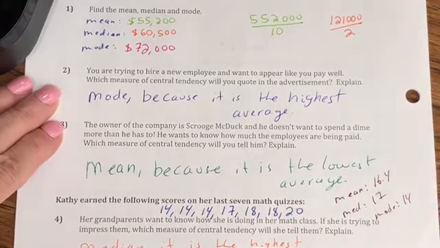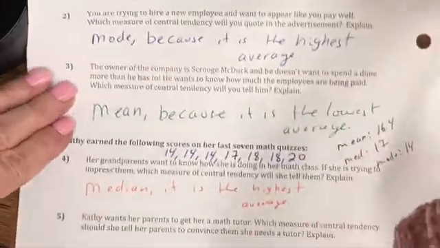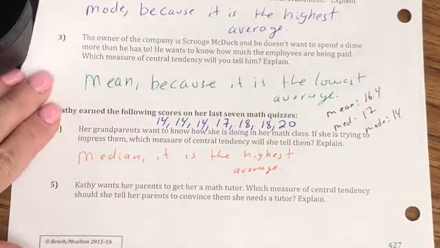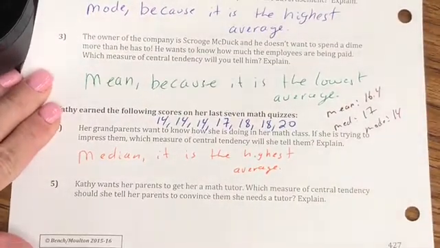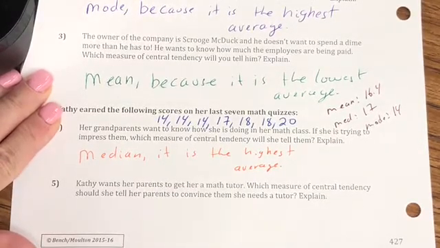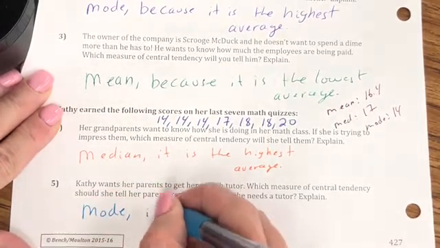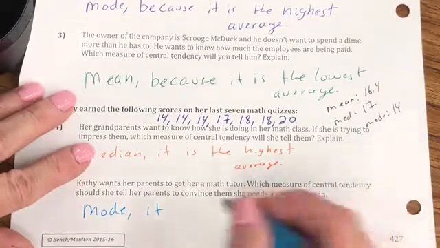So she could be saying, well, on average, I get a 17 on all my quizzes. She's not necessarily lying to them, but she is misleading them a little. Okay, let's say that she wants to convince her parents to get her a tutor. So which measure of central tendency would she want to tell them? Well, she wants them to think that she's not doing very well. So in this case, she's going to tell them the mode. That's because it is the lowest average.